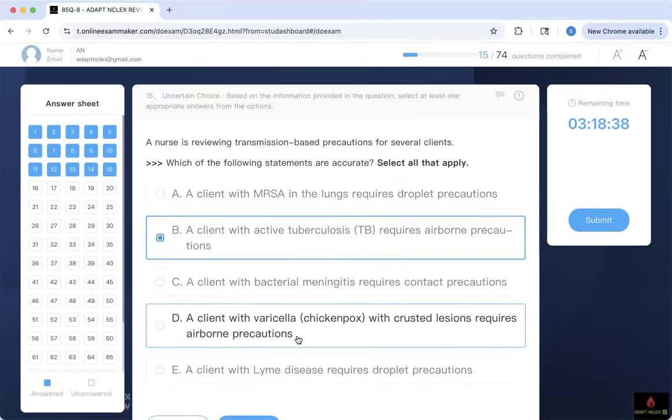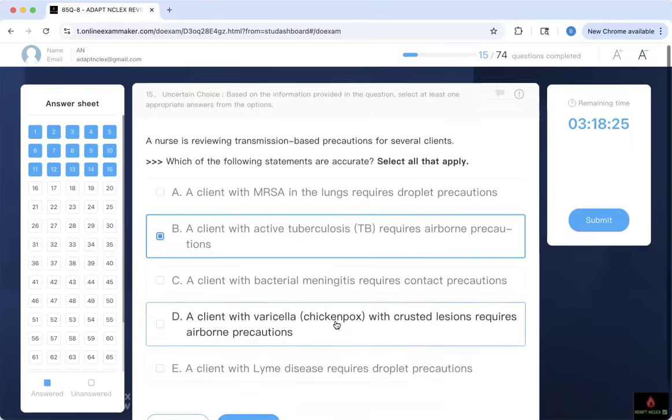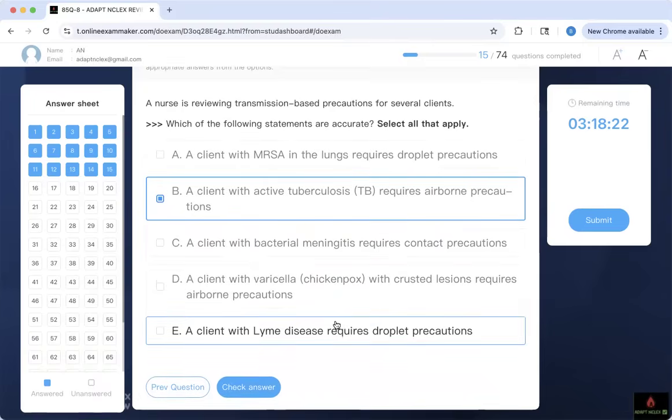Varicella that is crusted means there's no more contagion. They are not infectious. Therefore, you don't need airborne anymore. Lyme disease, unless you get bitten by a tick, come on, it's a standard precaution. Therefore, it's gone. One answer alone. If you pick more than one, you get 0.